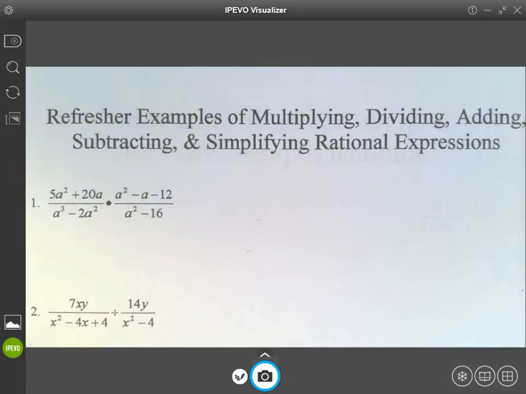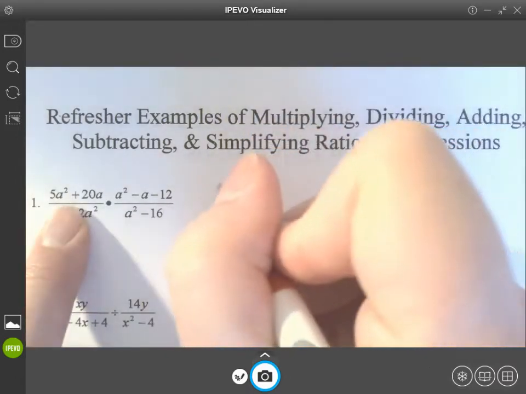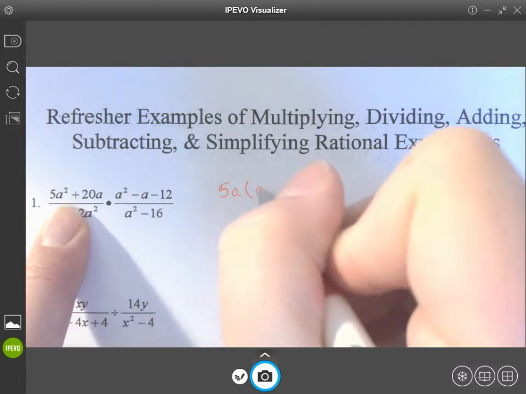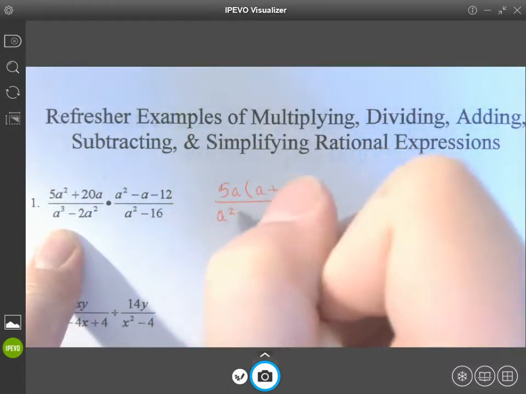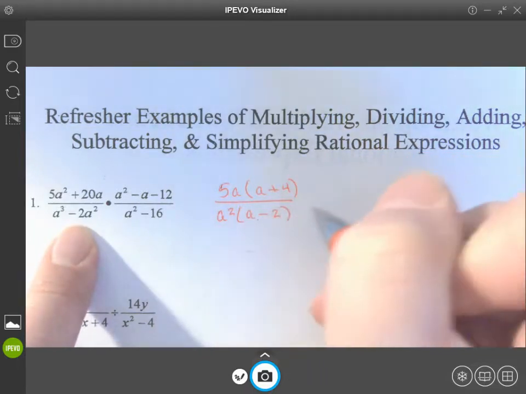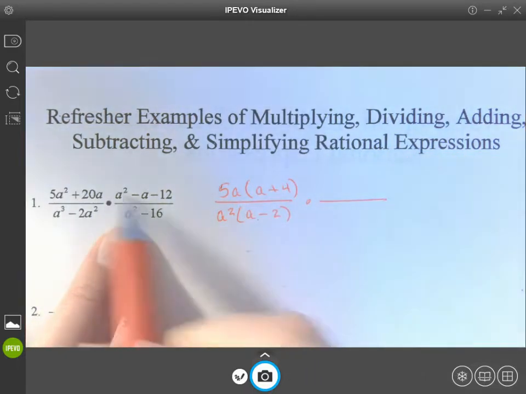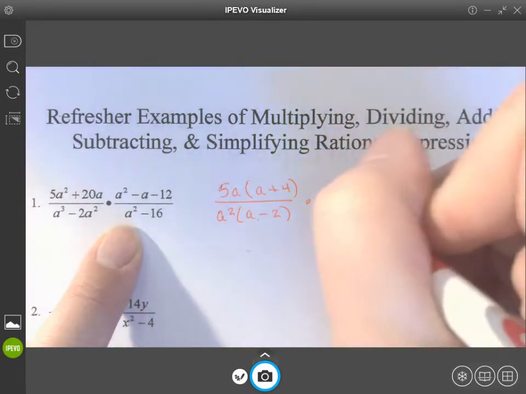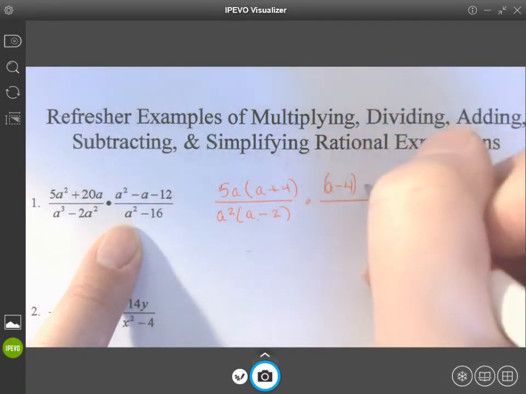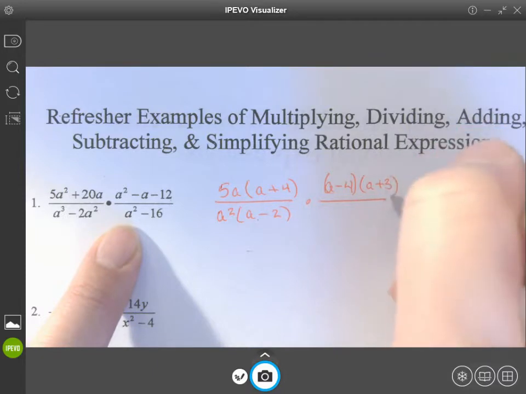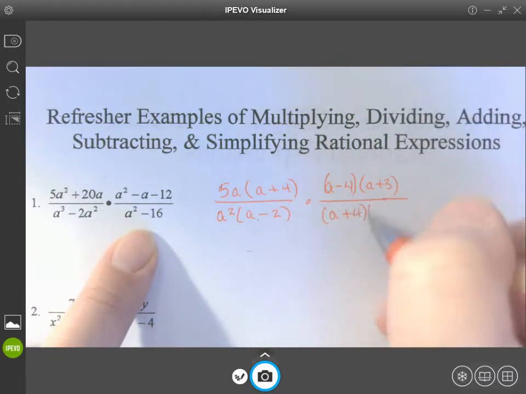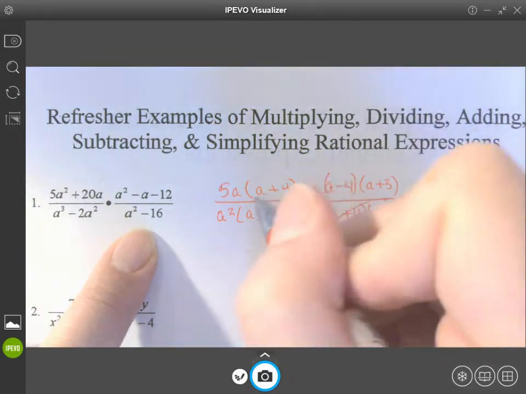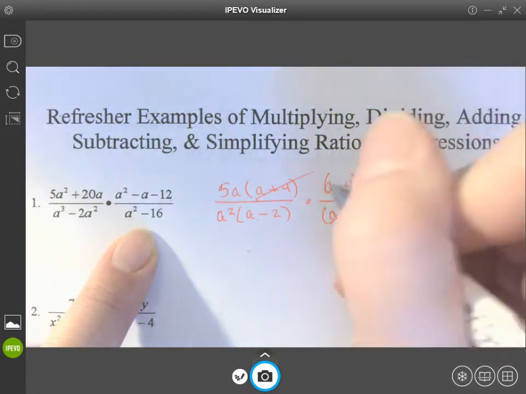Factoring and canceling, right? No common denominators. So I can take out a 5a, and what's left is a plus 4. Down here, I can take out an a squared. What's left is a minus 2. Up top, I have a trinomial to factor. So I'm going with a minus 4, a plus 3. And then down here, difference of squares. And what can cancel? A plus 4s, a minus 4s.